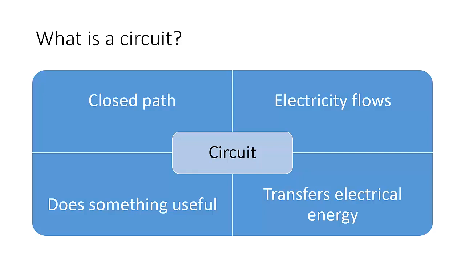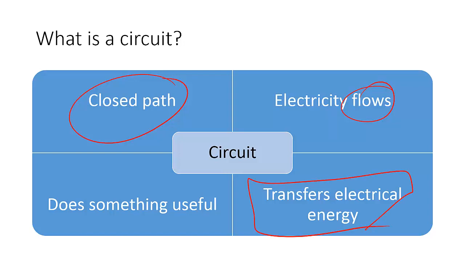So what is a circuit? There's a couple of things we need to talk about when we're trying to understand what exactly a circuit is. The first thing is that it is a closed path. So it is a closed path that electricity can flow from one end all around the circuit and back to where it started from. So the key there is that it has to go back. Electricity flows, and we'll be talking about what exactly that means throughout this video. And it transfers electrical energy.